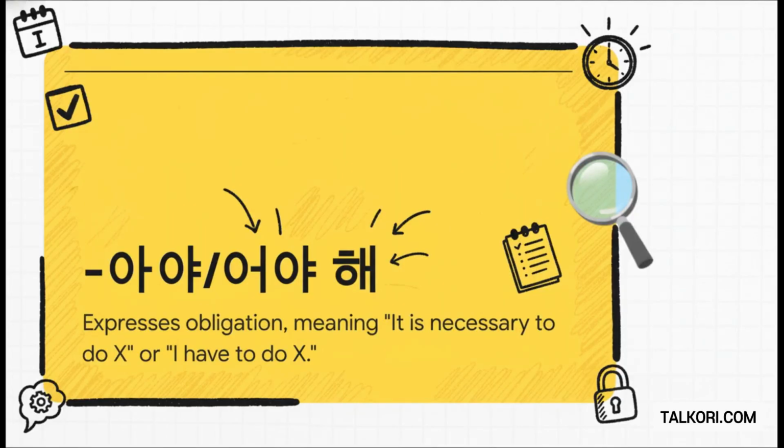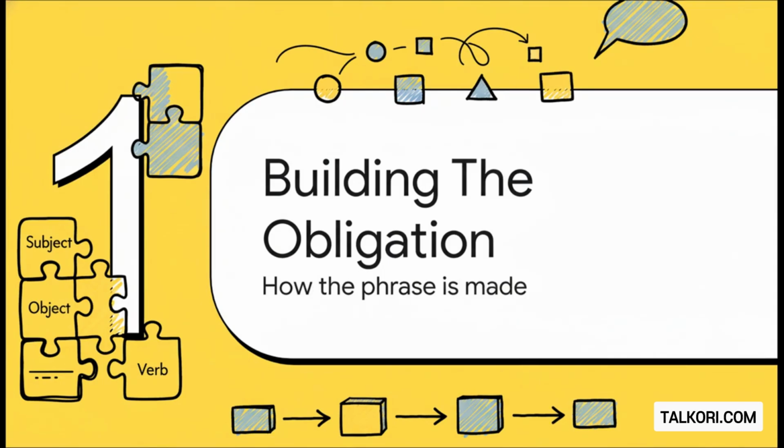So, the secret sauce, the real engine behind this whole thing is this little pattern. Aya oyohe. Think of this as the Korean equivalent of I have to or I must. And I'm not kidding, it's not a suggestion, it's not a maybe, it's a statement of real, unavoidable obligation. Got a deadline, a rule you have to follow? This is your go-to.